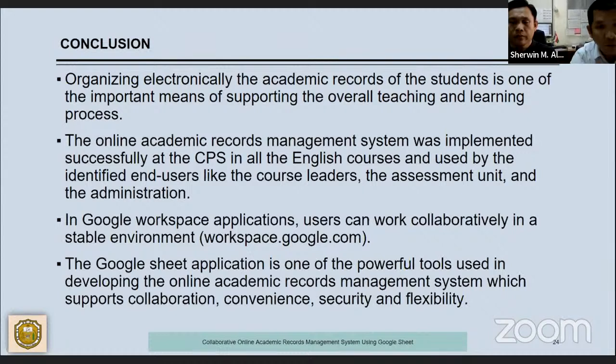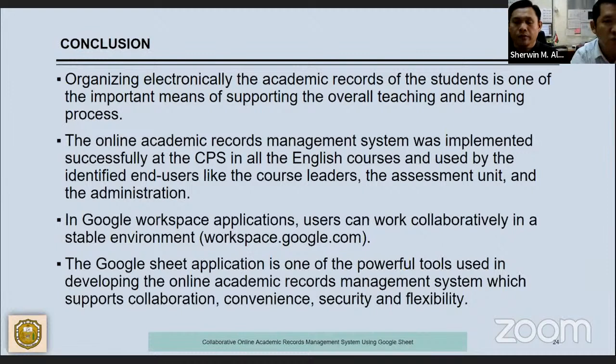This will also allow the different users and audience to understand the practices of the CPS on how it keeps, processes, and secures the academic records of the students, to be used for presentation to the stakeholders for academic planning and decision-making.